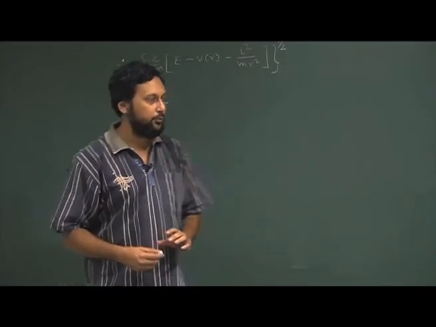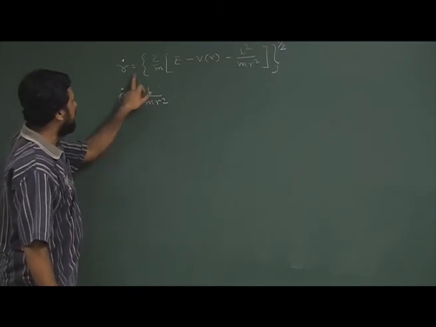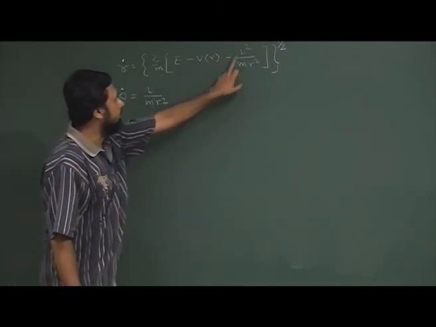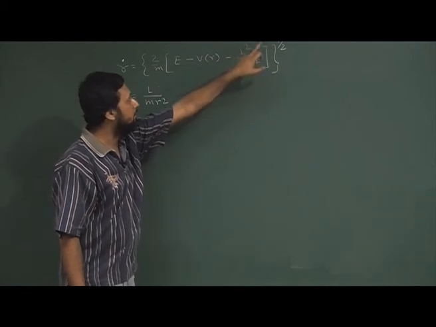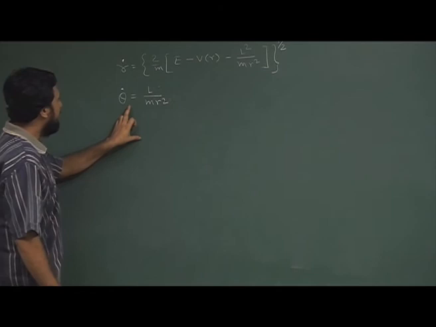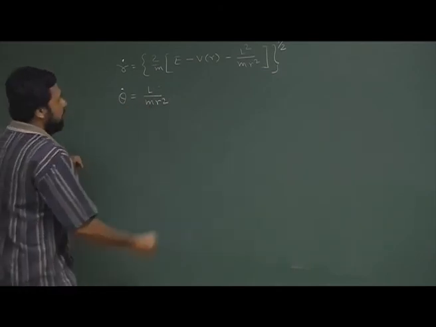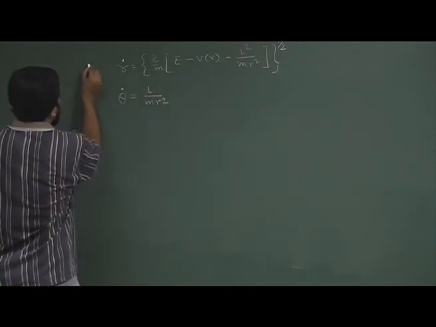So, in the last class we have seen that for a motion under central orbit we can write r dot equal to square root of 2 by m into (E minus V(r) minus L square by 2 m r square), which might not be seen easily, but anyway you know this expression, and theta dot equal to L by m r square.